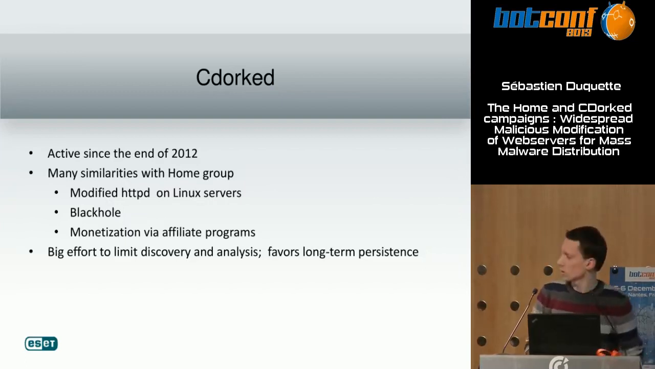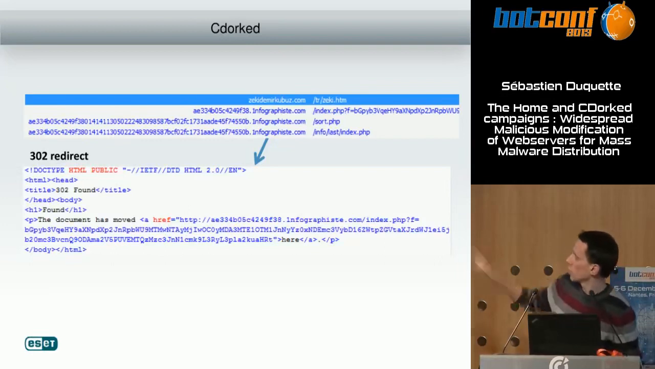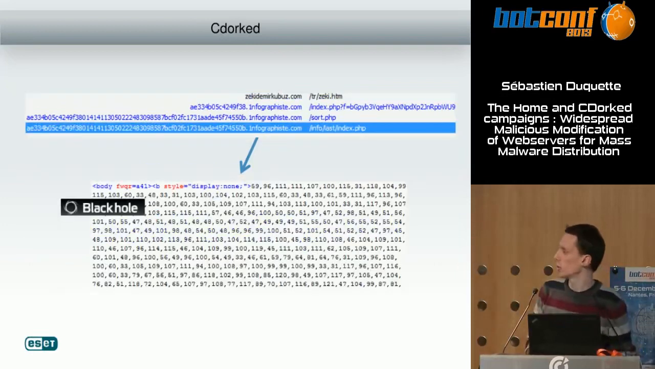This is what a typical redirection would look like. When one of the documents is redirected, they send a 302 redirect, and they send the request to another server. I'm going to talk later about the requests in between, but at the end you would get the Blackhole exploit kit.